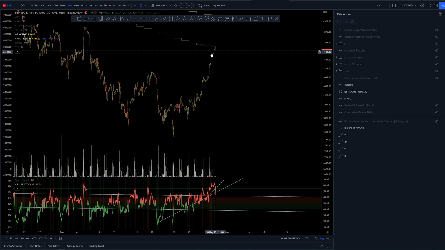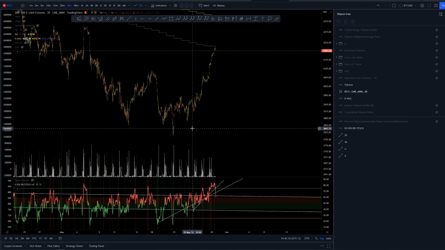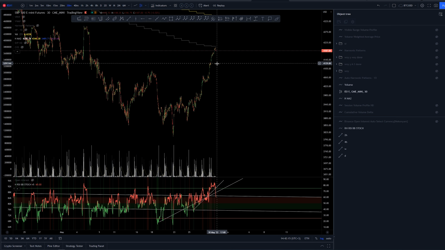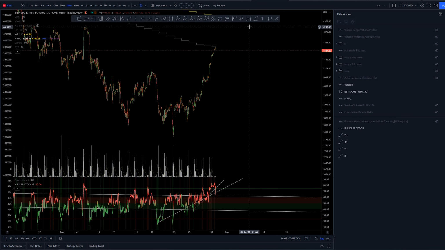So what I'm expecting, if this indeed is some kind of five-wave structure, is that this is the third wave here ending, and now we could be ranging for a bit before getting the last high.